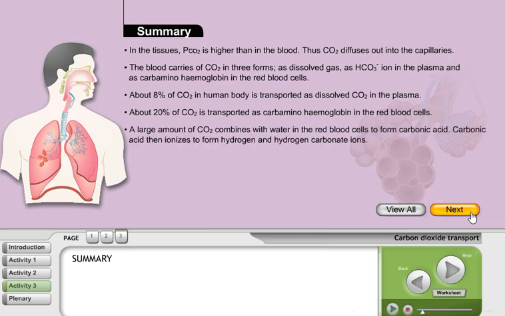A large amount of carbon dioxide combines with water in the red blood cells to form carbonic acid. Carbonic acid then ionizes to form hydrogen and hydrogen carbonate ions.